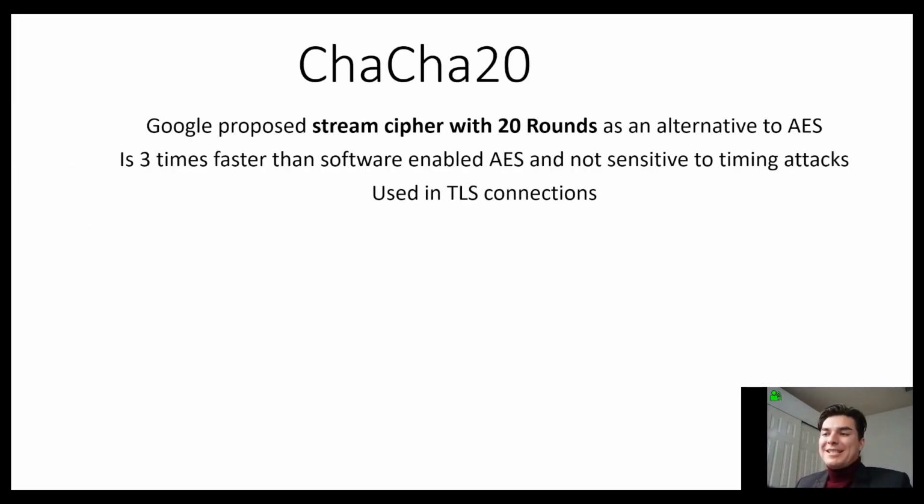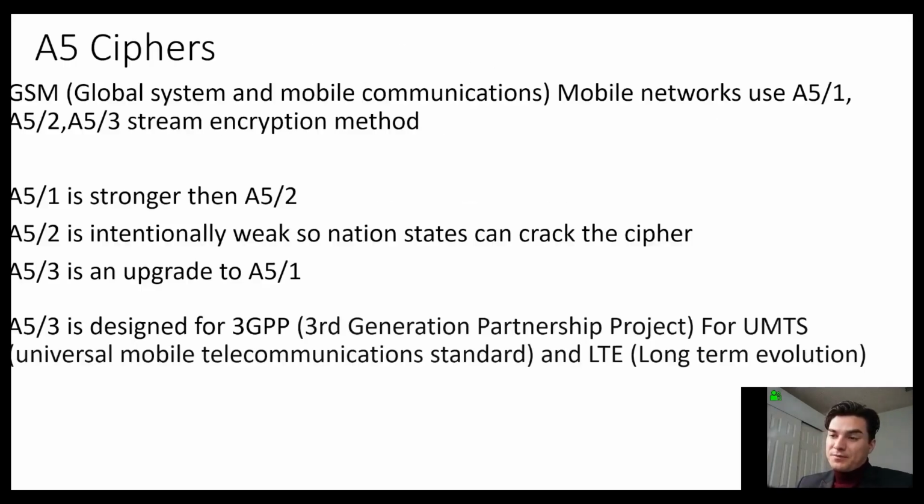So ChaCha20, this is a stream cipher proposed by Google, and it has 20 rounds. That's why they call it ChaCha20. Now, it's an alternative to AES. It's 3 times faster than the software-enabled Advanced Encryption Standard, and it's not sensitive to timing attacks. It's used in TLS connections. Again, it's a stream cipher with 20 rounds.